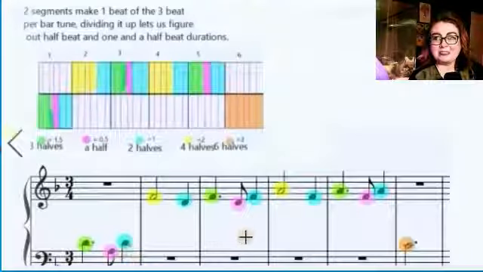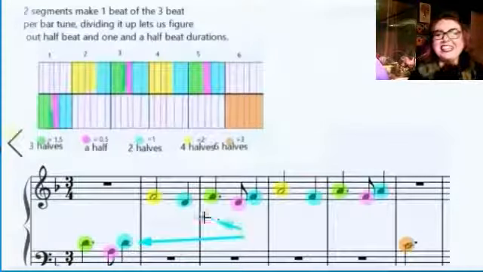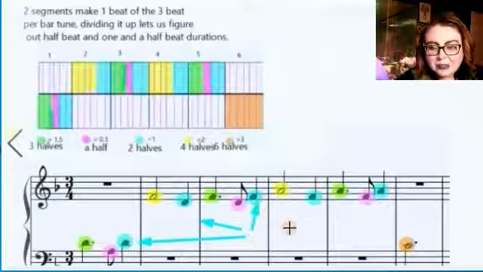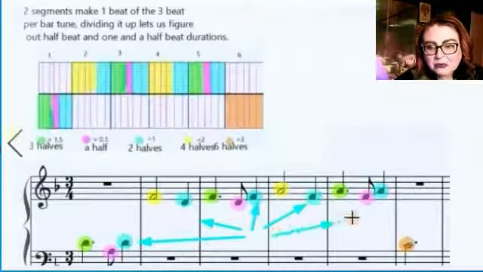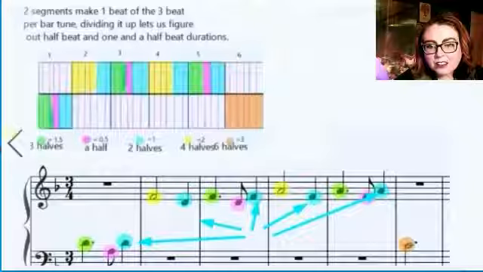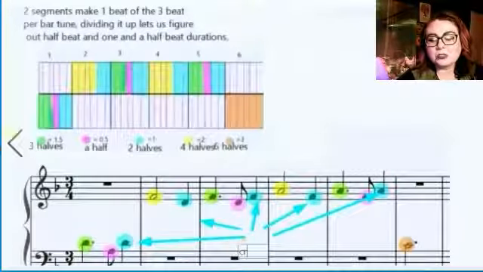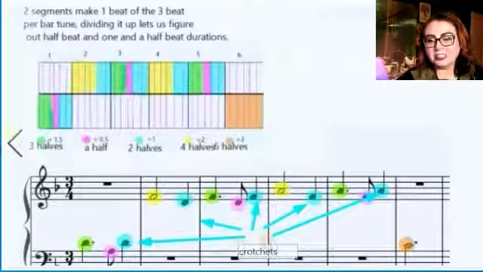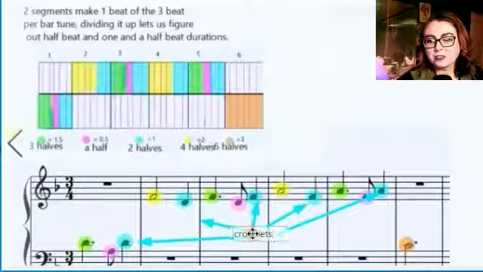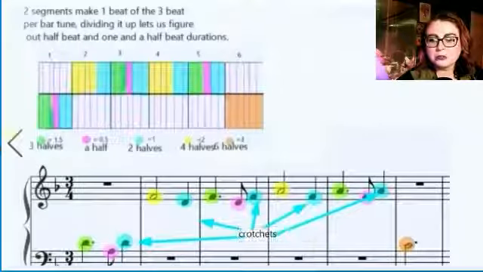Next slide, please. Crotchets. They're in blue now. See, I should have written down my colours and kept the same colour scheme for the whole lesson, but there you go. We shall improve. We shall improve together.